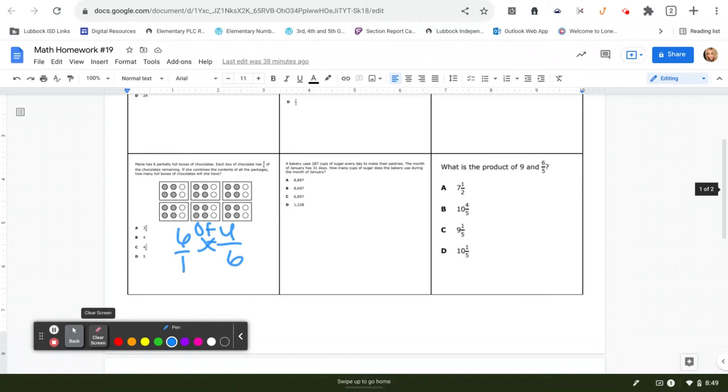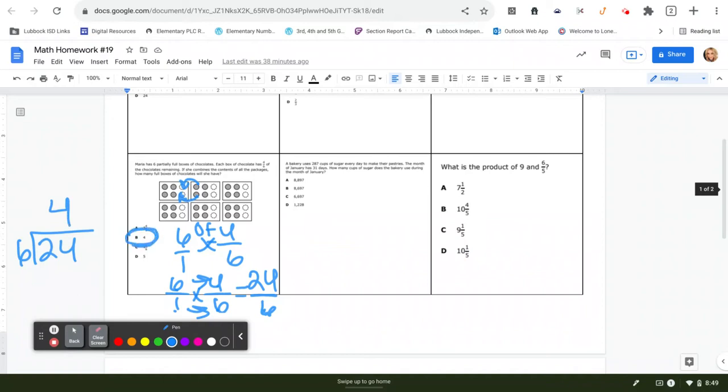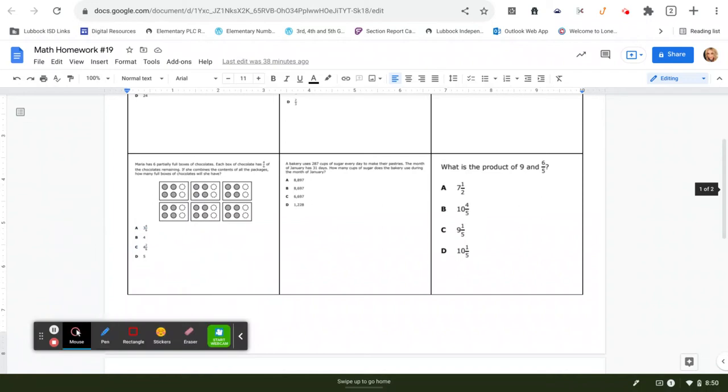So there are a couple things you can do. Remember when we drew our arrows before to regroup? Or you can just multiply and find your answer, right? We multiply straight across. 6 times 4 is 24. 1 times 6 is 6. Then you divide, right? 24 divided by 6. Well, what times 6 gives me 24? 4. Okay. Either way, you can manipulate that model or you can multiply to find your answer on that one. Next.